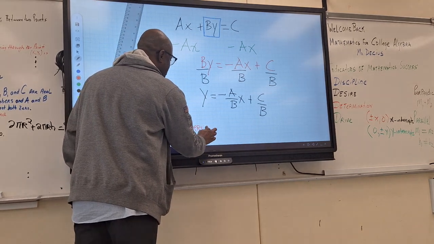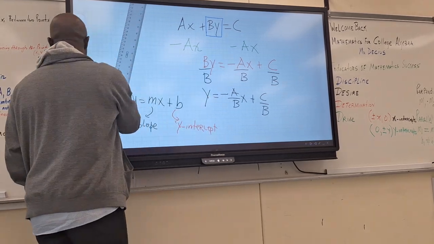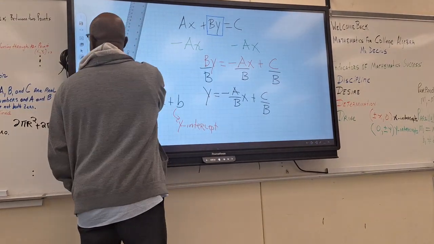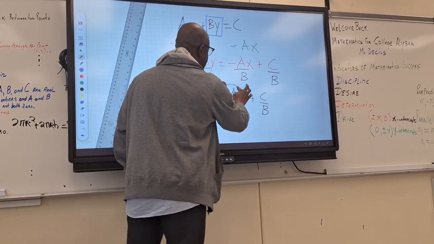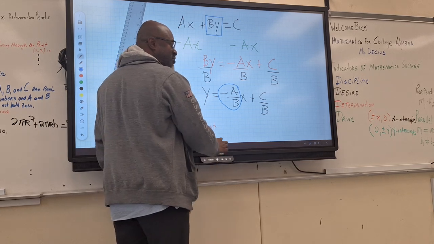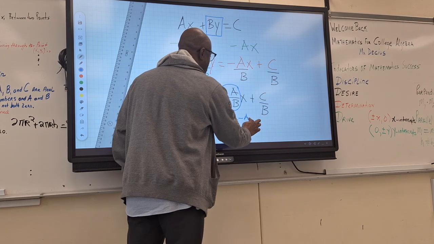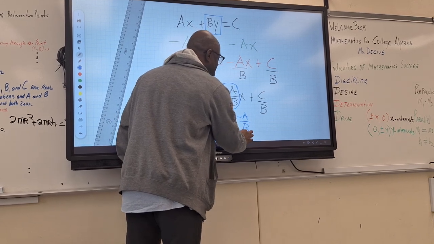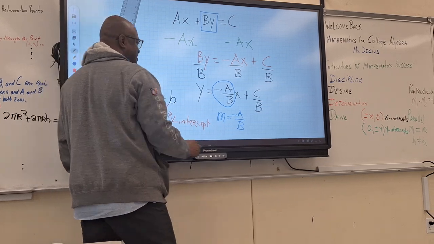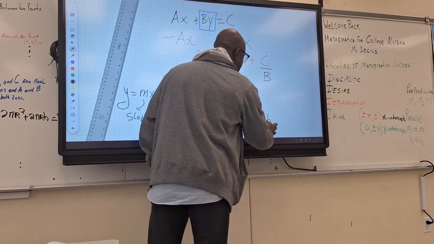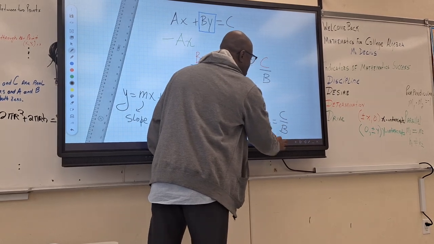In other words, when my equation is in standard form, this is my slope. Right? This is a formula. When your equation is in standard form, your slope will always be -A/B. And my y-intercept, which is b, will always be C/B.